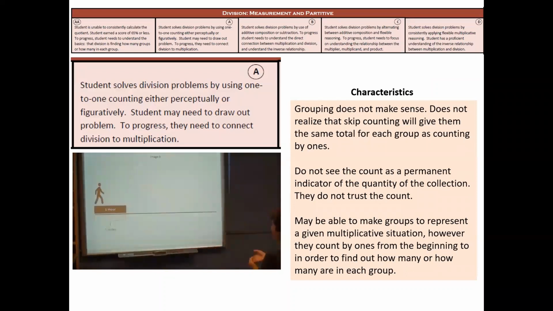All right, so grouping does not make sense. He does not realize that skip counting, or you could say repeated subtraction for some of them, will give the same total as counting by ones. And remember, he got the measurement division one correct because he was able to deplete that 20 until he had none left. He does not see the count as a permanent indicator of the quantity or collection. He does not trust the count. He may be able to make groups to represent a given multiplicative situation. However, they count by ones from the beginning.